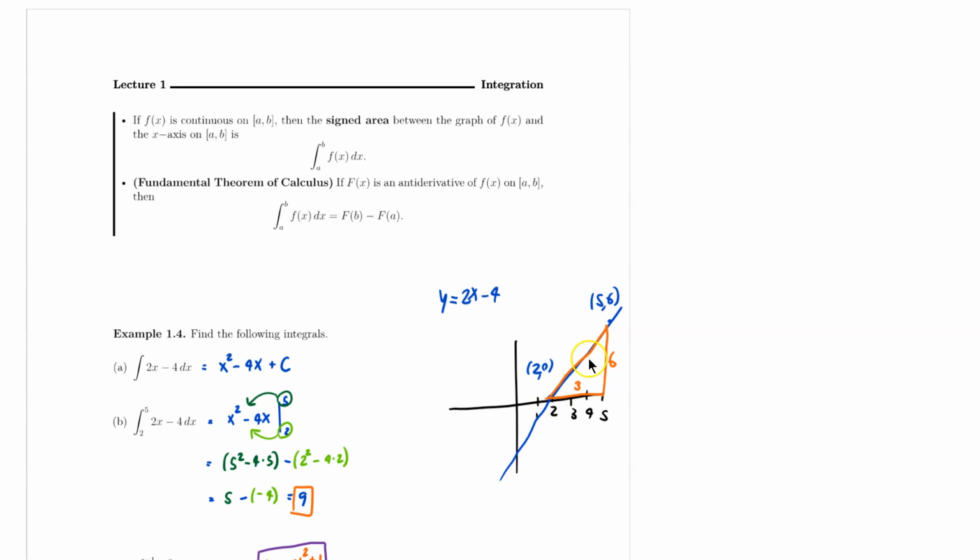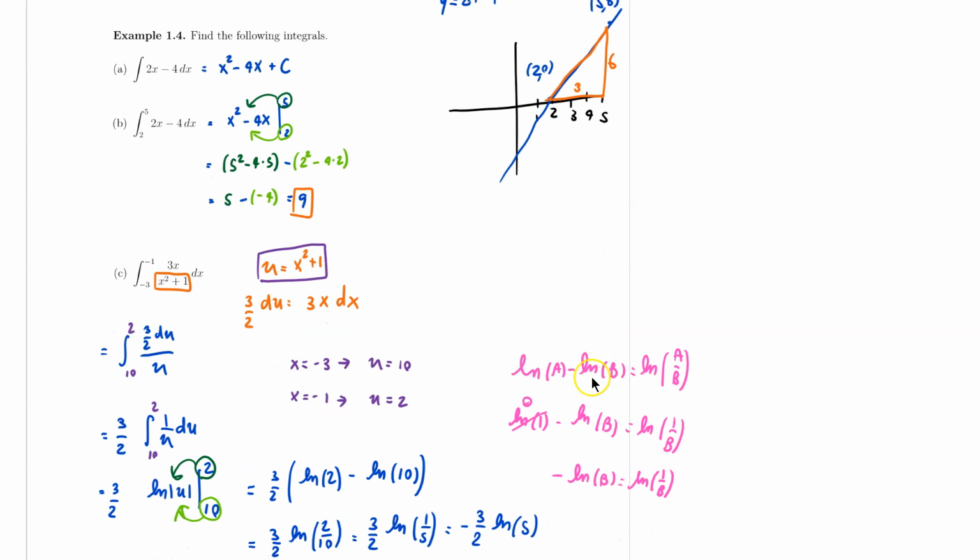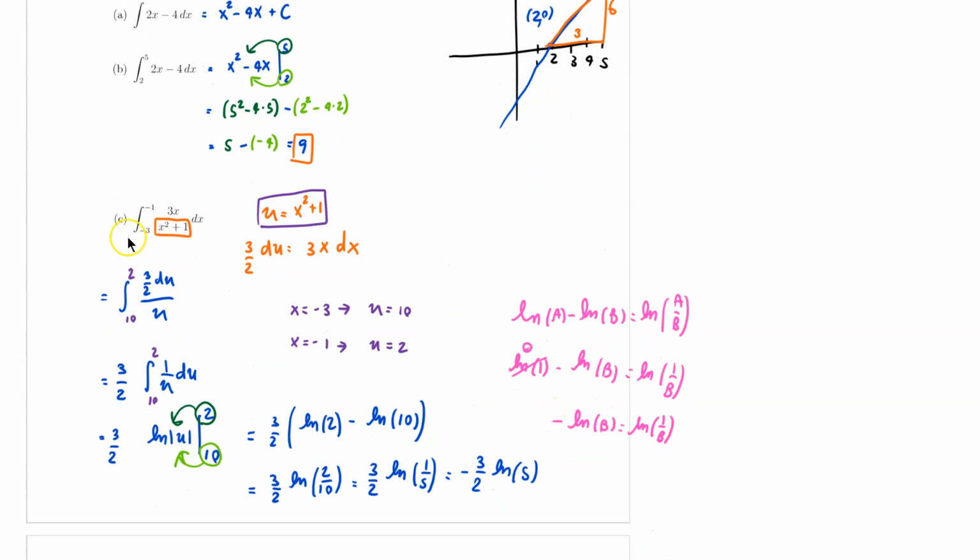So I have 9, which is the area of the orange triangle. However, when my function is below the x-axis, that's like what we have here. So let me try to redraw what we saw earlier. My function looks something like this. Because between -3 and -1, my function is below the x-axis. So when I integrate that, the signed area, which is the orange piece here, is going to be negative. And that's why I get the negative answer here.